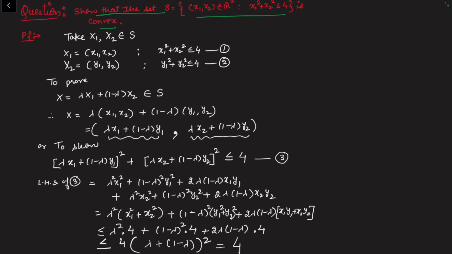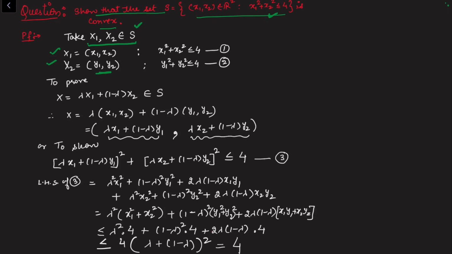We have seen graphically that it is convex, but to show it algebraically, or mathematically, I have now applied the same definition. Take two points X1 and X2 belonging to the set, where capital X1 is a point of the form small x1, x2, and let us take capital X2 as a point small y1, y2. Now because the points belong to the set, obviously they satisfy the set condition.